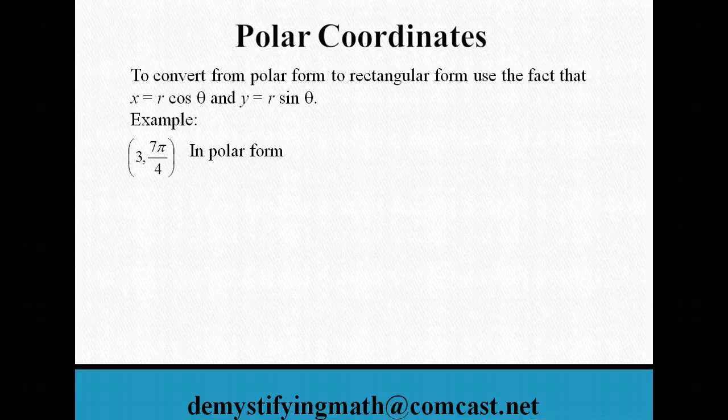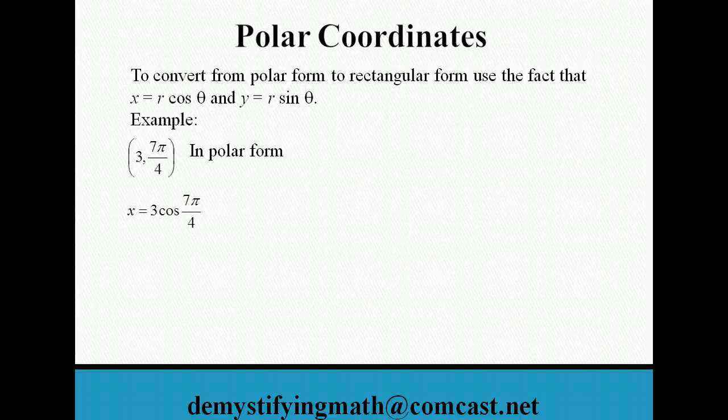Okay, now we want to work in the other direction, and we want to convert from polar to rectangular. So I have this polar point given to me of (3, 7 pi over 4). And I know there's a relationship between x and y and our radius length and our angle. So x is r cosine theta and y is r sine theta.